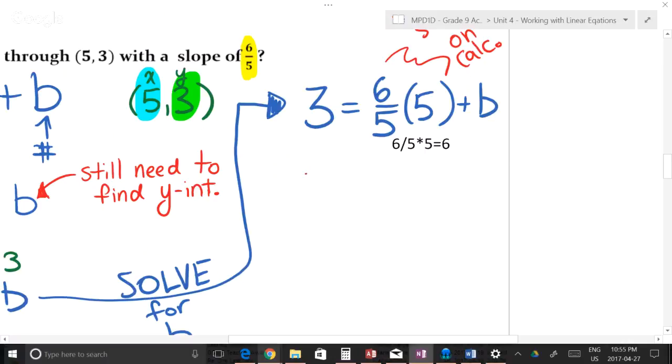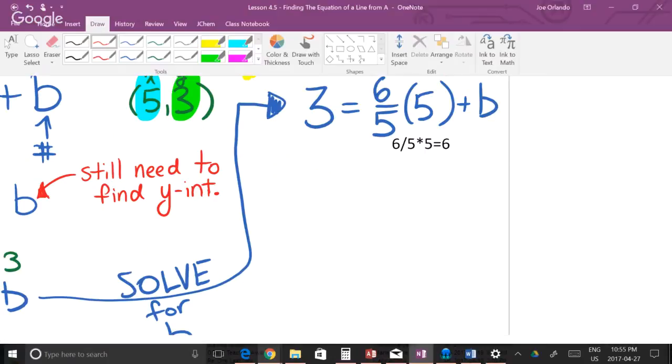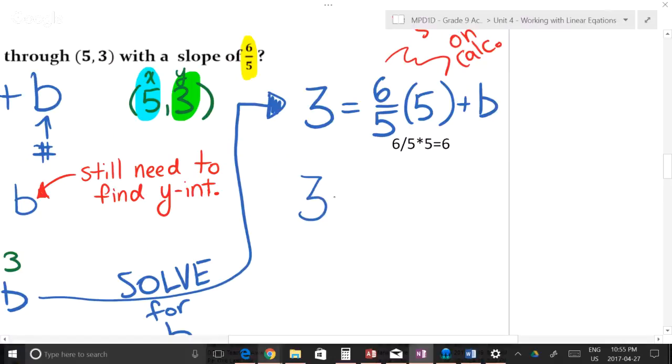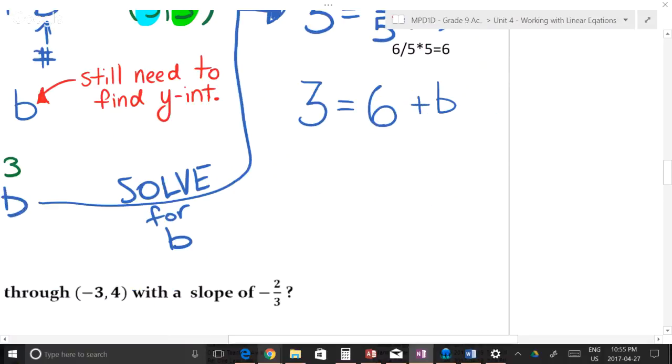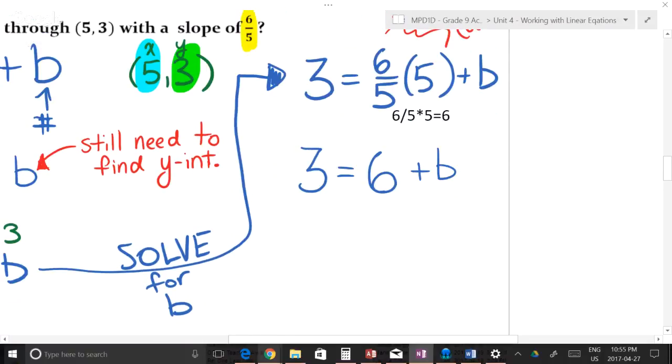So we can simplify that middle section there because 6 over 5 times 5 equals 6. So that whole thing can just become 3 equals 6 plus b. Now if I want to get b by itself, what should I do to both sides? Let's say Lexi. That's right. Lexi said I should subtract 6 from this side because it's going to get rid of that 6.